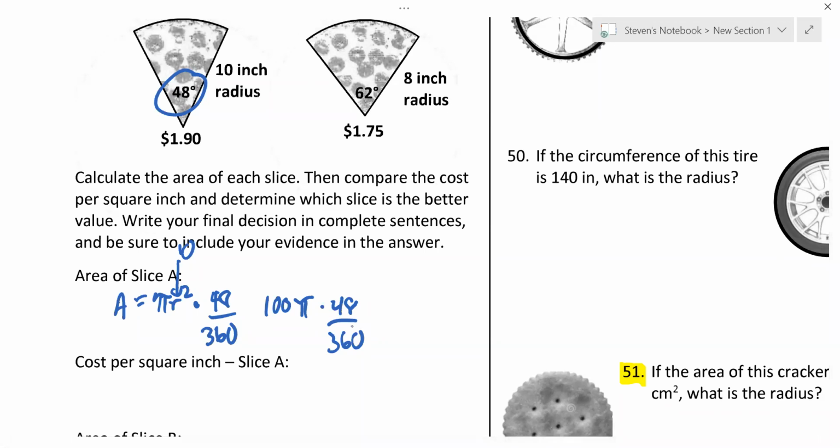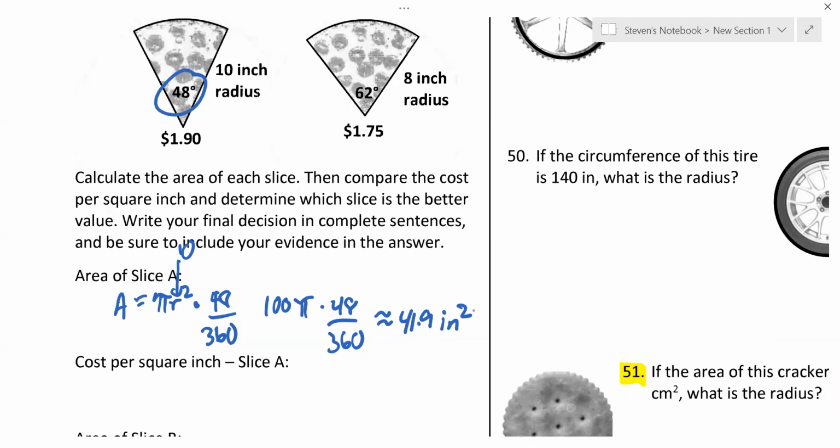So 100 times pi times 48 divided by 360. So the area of that slice is like 41.9 square inches. So what I'm going to do, I want to find the cost per square inch, right? So I need to take my square inches, 41.9, and I'm going to divide that by the cost, right?